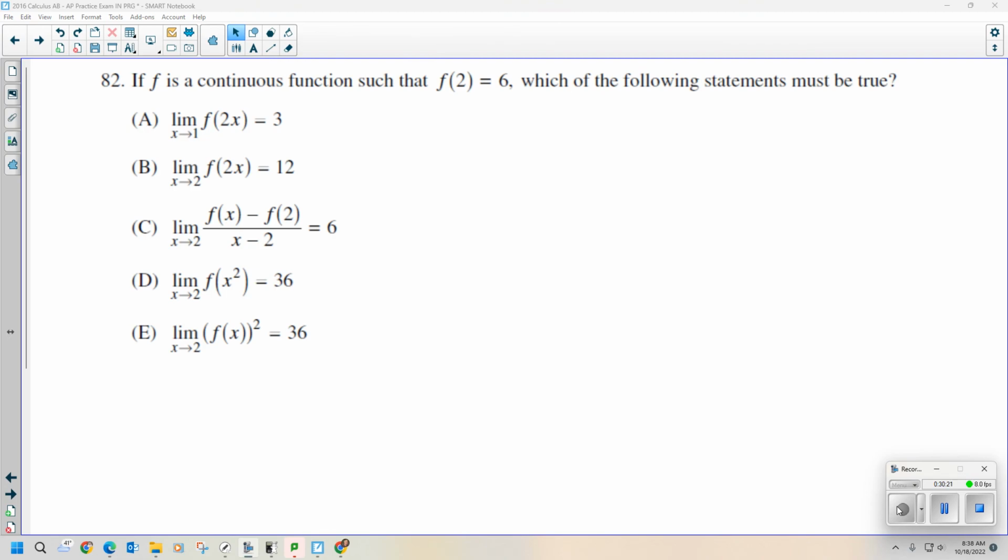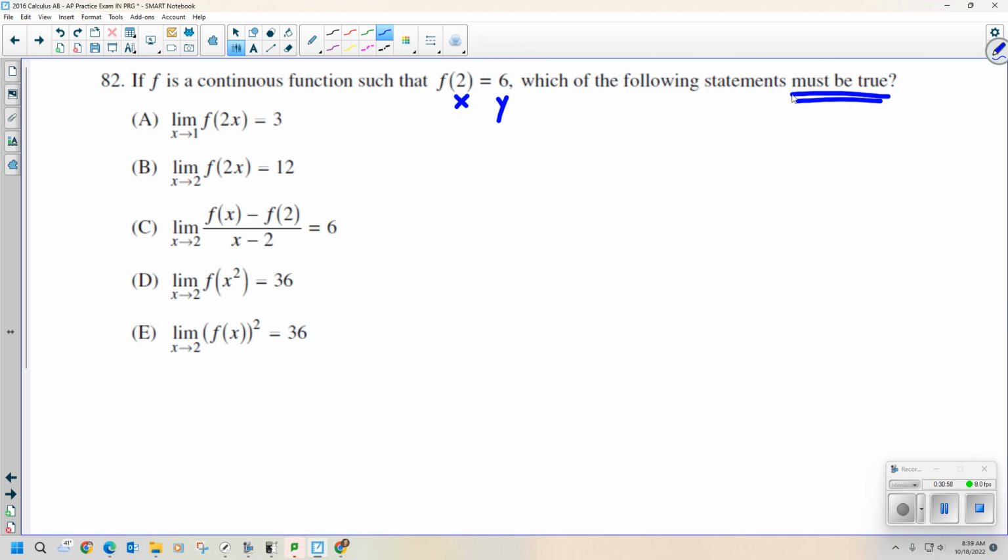82. Another one where it must be true. Not can be true, but must be true. If f is a continuous function such that f of 2 is 6, or x is 2, y is 6, which of the following statements must be true? All right, well, we're basically just going to do math here, okay? F of 2 is 6. All right, if f of 2 is 6, let's think about this.